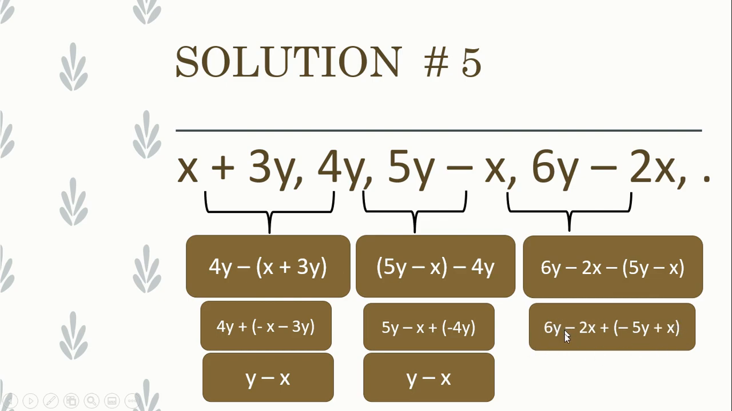The like term of 6y is negative 5y. By combining them, that's 6y minus 5y, that is y. Then, minus 2x or negative 2x is similar to plus x. By combining them, that's negative 2x plus x, that is minus x. Therefore, the answer is y minus x. We then now prove that the common difference of this sequence is y minus x.